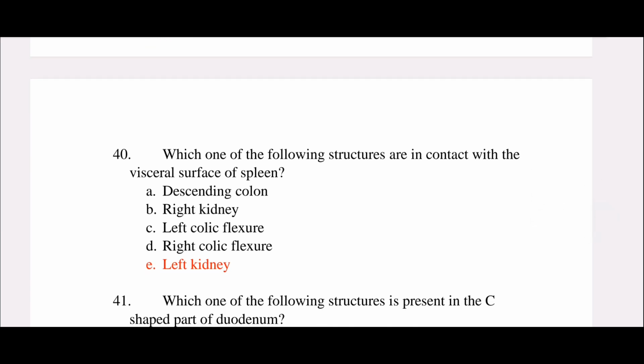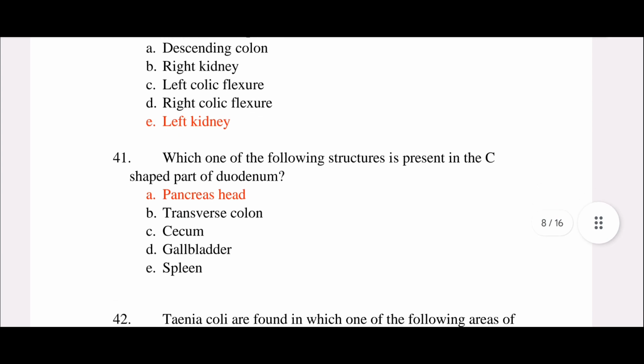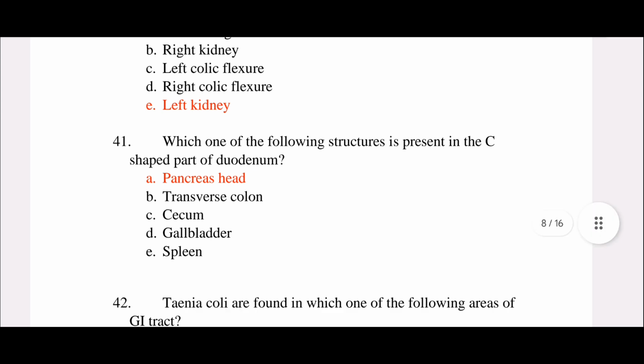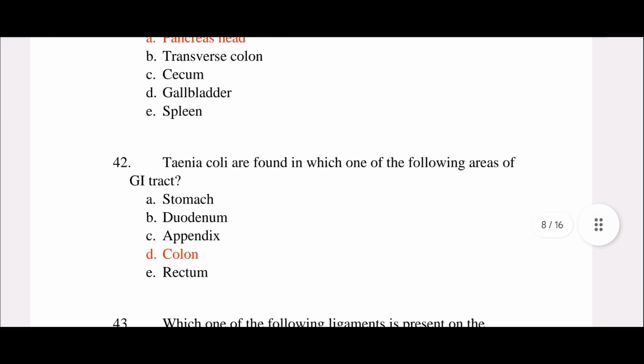Which one of the following structures are in contact with the visceral surface of the spleen? Option E, left kidney. Which one of the following structures is present in the C-shaped part of the duodenum? Option A, pancreas head. Tenia coli are found in which one of the following areas of GI tract? Option D, colon.